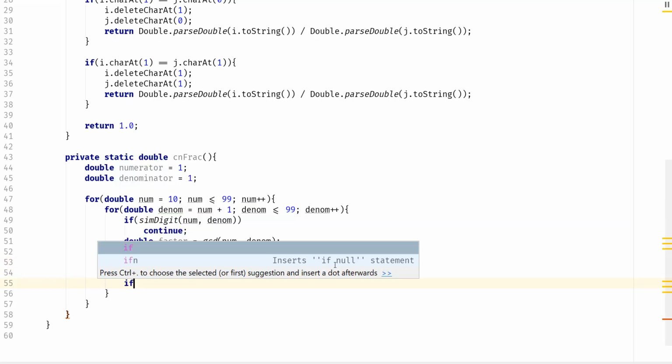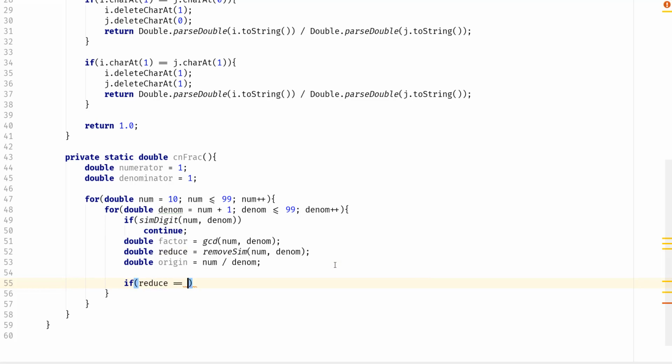I'm going to say if reduce is equal to origin, then we've matched one of the cases for this problem. So why do I even have the factor there? Well, the reason is that I want that reduced form. Maybe you don't really need it, but I wanted that reduced form so that I could simplify the way that the GCD is going to work.